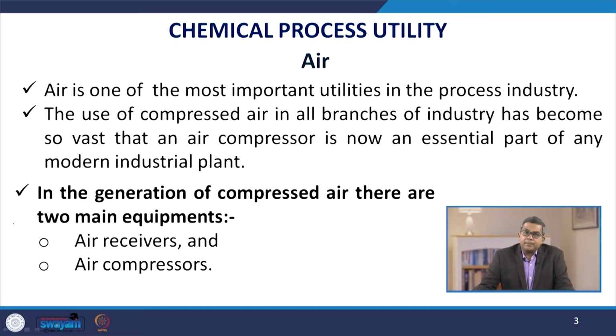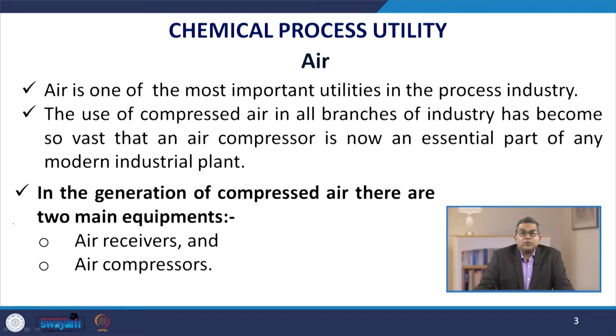Now see, what is air? Air is one of the most important utilities in the process industry. We can use air in a variety of ways. The use of compressed air in all branches of industry has become so vast that an air compressor is now an essential part of any modern industrial facility. So obviously, when we are using compressed air, the question may arise of how we can compress the air. Before we go to this compression aspect, let us see why air is so important in the chemical process industry.